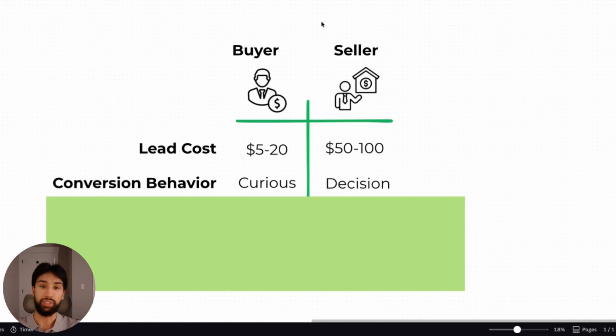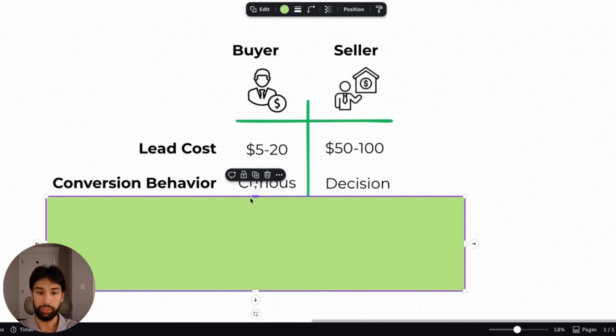Sellers tend to signal something different. When someone requests a home value or asks what their home might be worth in Queen Anne or Bellevue or anywhere like that, it usually indicates some sort of life event: relocation, downsizing, job change. There's usually an actual decision attached to it. That's why they convert faster.